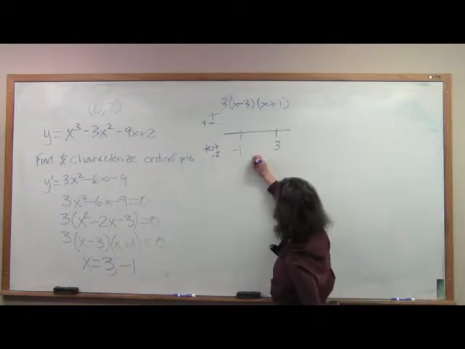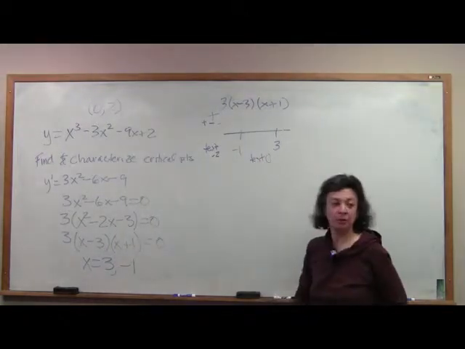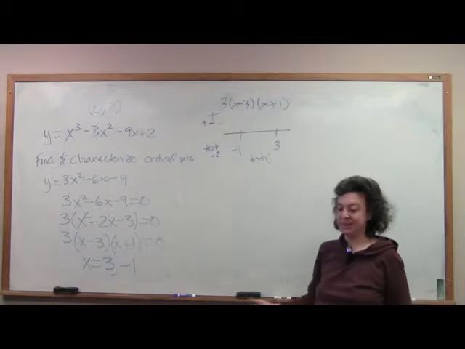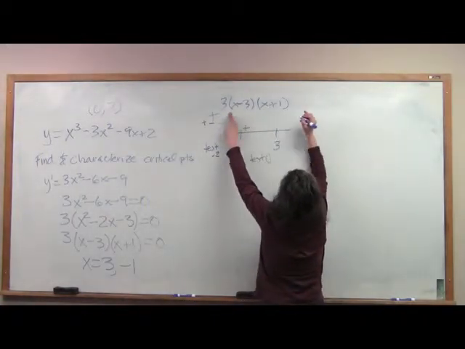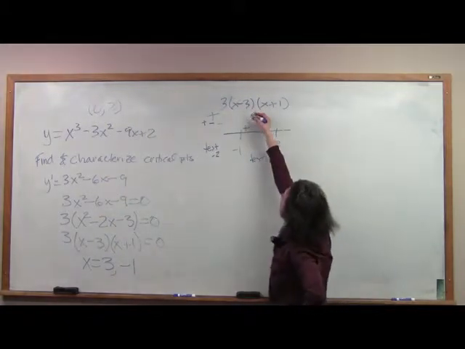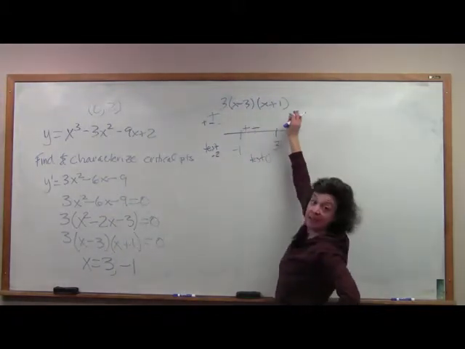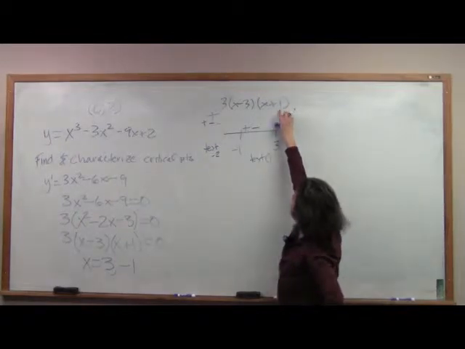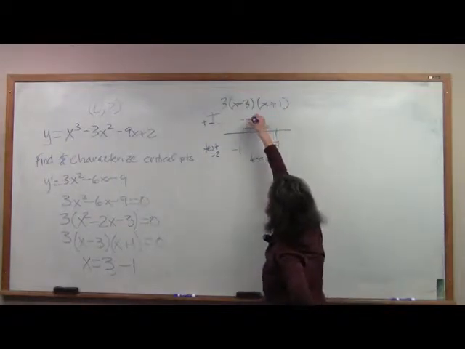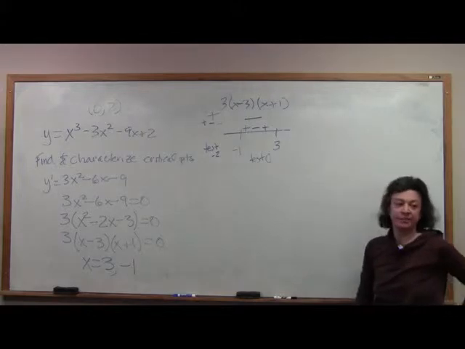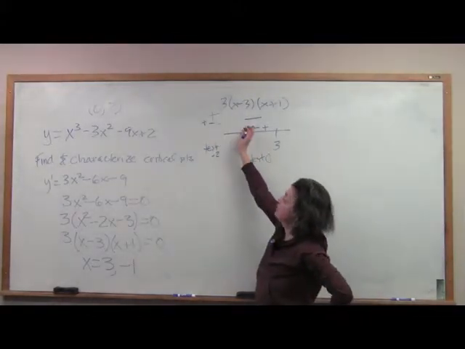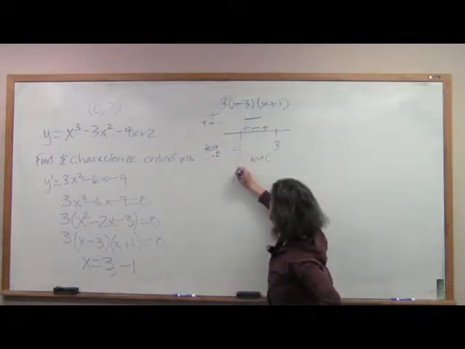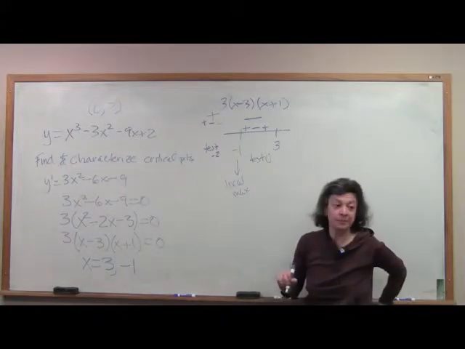All right, in here, I'll test 0. I test 0 whenever I can, just because it's an easier guy to plug in. Notice again, the 3 is positive always. If I plug 0 into my first term, I'm going to get a negative. If I plug 0 into my next term, I'm going to get a positive. So therefore, this is negative. All right, notice my derivative changed from positive to negative. That tells me that -1 is a local maximum.